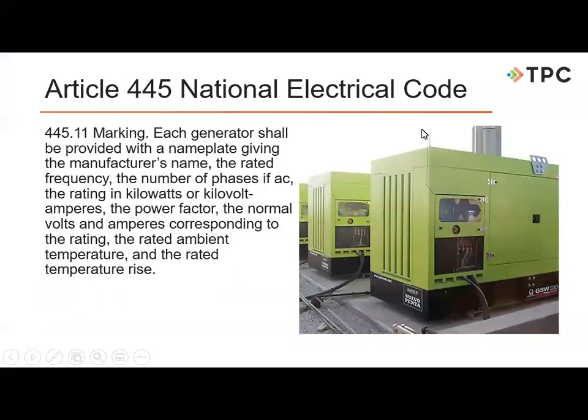So we're going to start with the National Electrical Code. Of course, that is an installation document, and Article 445 is the article that deals with the installation of generators. And we can see that right straight from the manufacturer has to provide us with a nameplate giving us who made the generator, what the frequency is, the number of phases, AC or DC, the wattage of the generator, the power factor has to be on there.